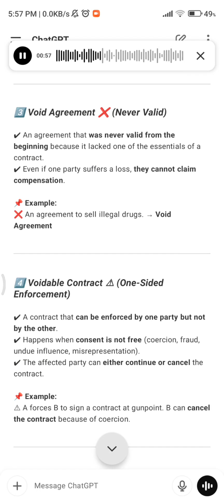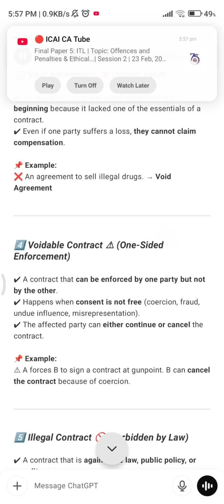3. Void agreement. Never valid. An agreement that was never valid from the beginning because it lacked one of the essentials of a contract. Even if one party suffers a loss, they cannot claim compensation. Example, an agreement to sell, void agreement.